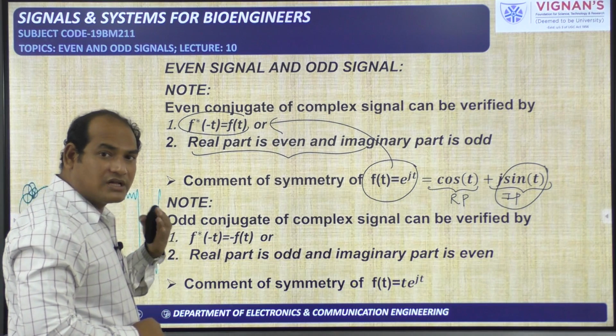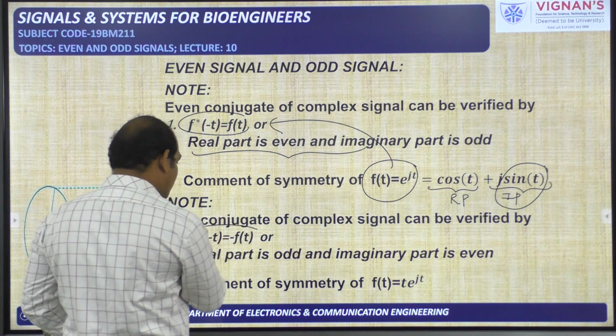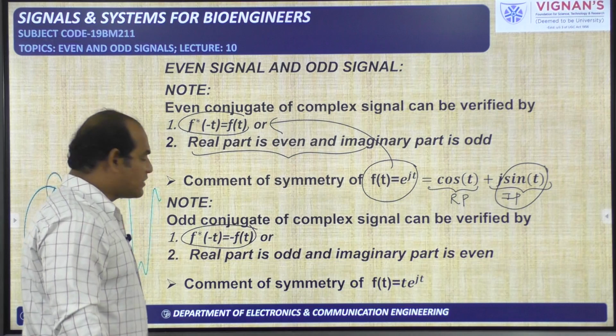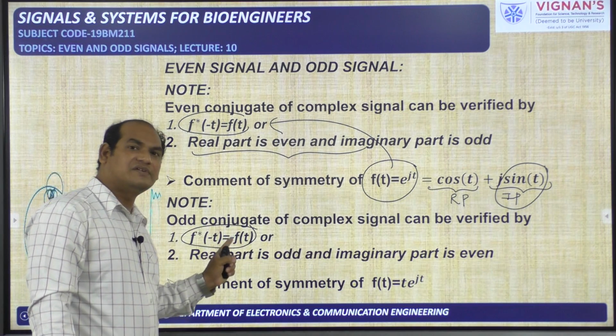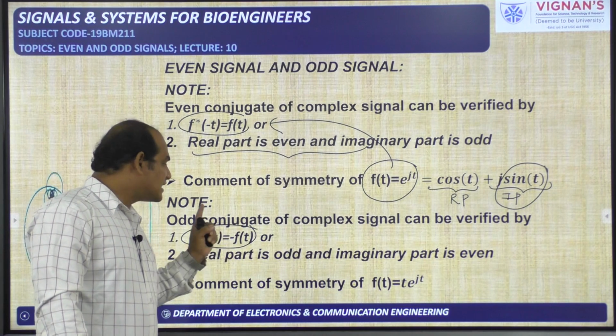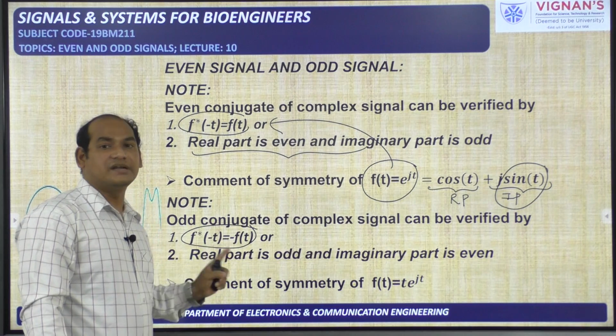In the same manner, I can tell whether the given complex signal is odd. Previously we did problems based on the condition f star of minus t is equal to minus f of t. If this condition is satisfied for the complex signal f of t, then that complex signal is said to have odd symmetry.